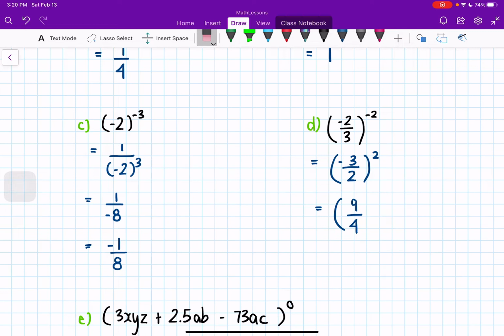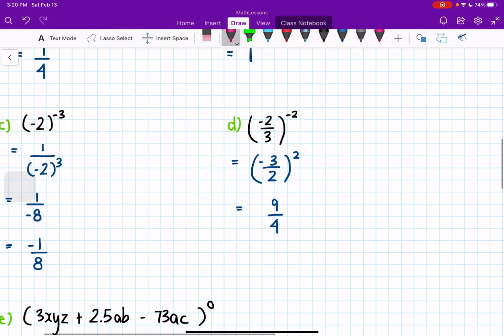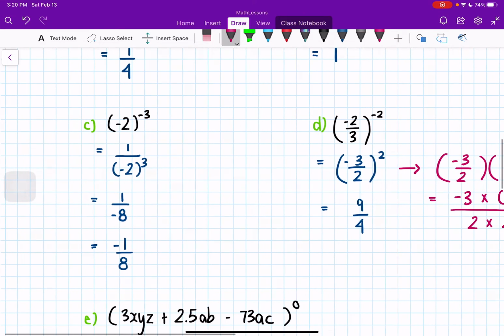So I'm not going to write brackets there. I'm just going to put here on the side so you can understand what the thinking was. This is the same, because remember, squaring means multiply by itself. So we multiply by itself. And then when we multiply fractions, we just multiply right across, which is how we get the 9 over 4.